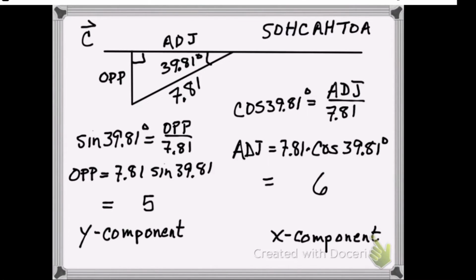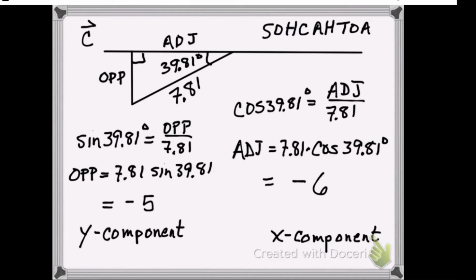Now also, notice that the adjacent side of the triangle doesn't point to the right in this case, it points to the left. So that means that our x component is going to be negative 6. Likewise, for our y component, it's pointing down, so the y component is going to be negative 5.